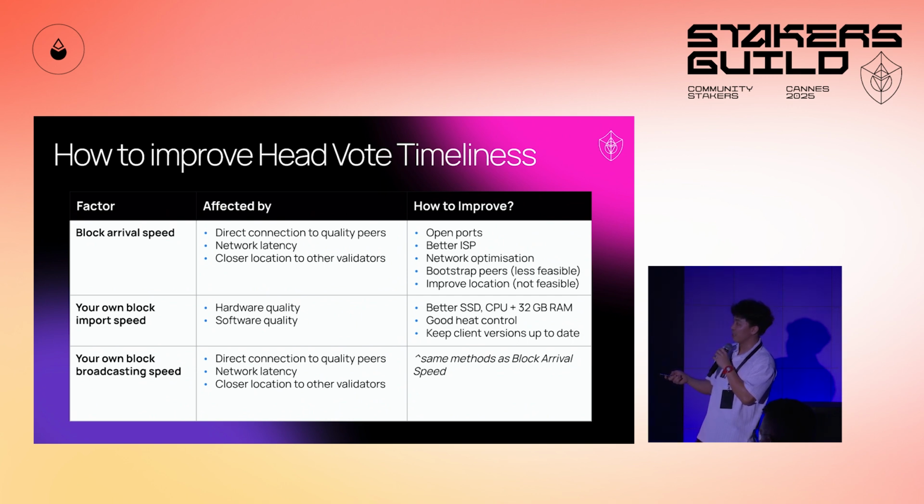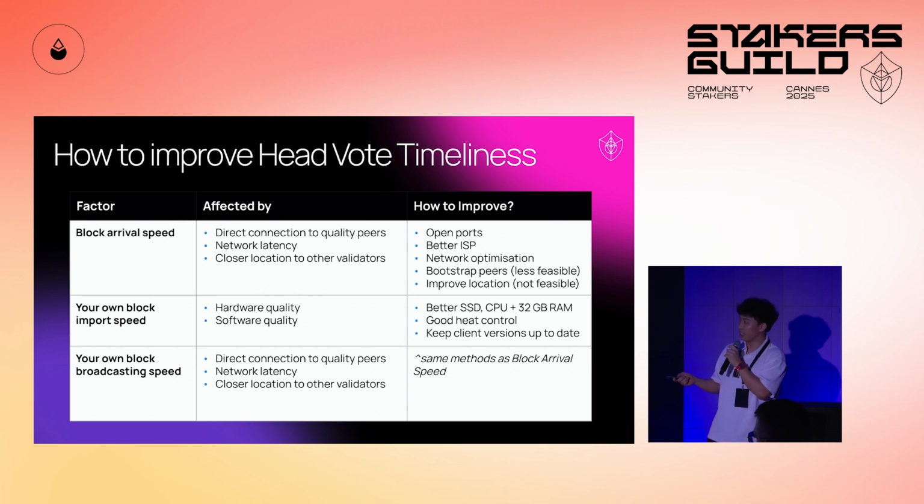And how to improve this? You can open your ports, do port forwarding, get a better network using a better ISP. You can optimize part of your networks. You can try to bootstrap peers, but this is less feasible because many home stakers, solo stakers, like to stay anonymous. You can also improve your location, but it's not feasible and it's also not good for decentralization.